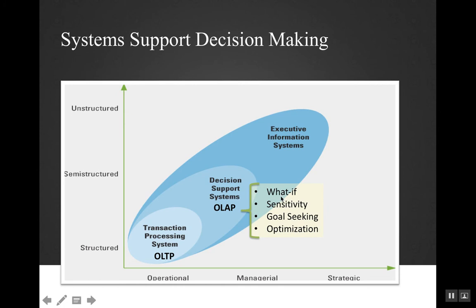Some of the types of analysis: what-if analysis. Here's our circumstances. What if we do this? What if we do that? What's our probability? Applying probabilities against information we've gathered from past activities and trying to predict future results. Sensitivity analysis, goal-seeking, optimization. These are all planning types of activities. These are all the types of things we will see in an OLAP type of environment.